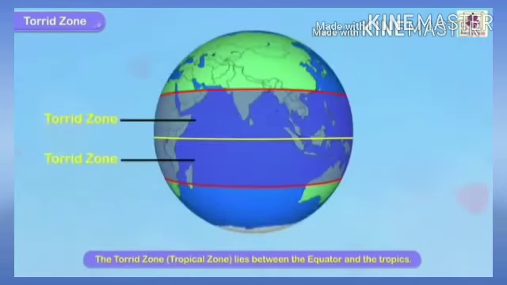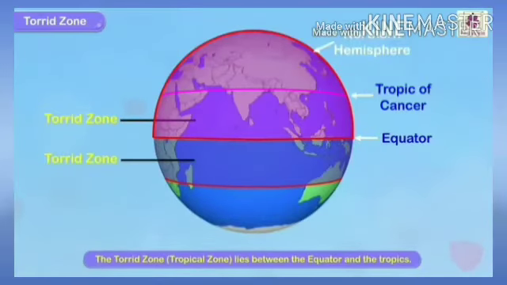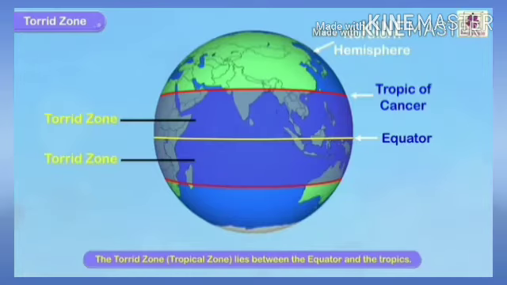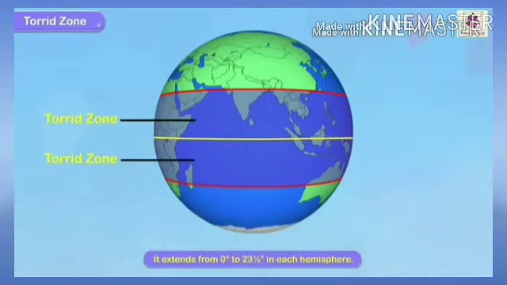Let's begin with torrid zone. The torrid zone, which is also called the tropical zone, lies between the equator and the tropics. That is, between the equator and the Tropic of Cancer in the northern hemisphere, and the equator and the Tropic of Capricorn in the southern hemisphere. It extends from 0 degree to 23.5 degree in each hemisphere.